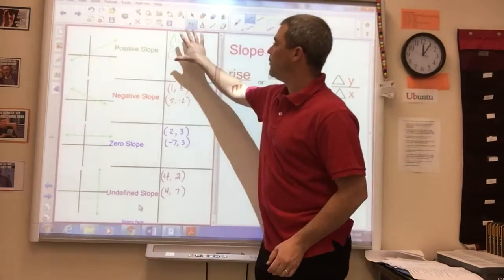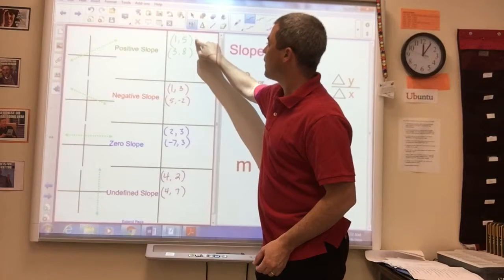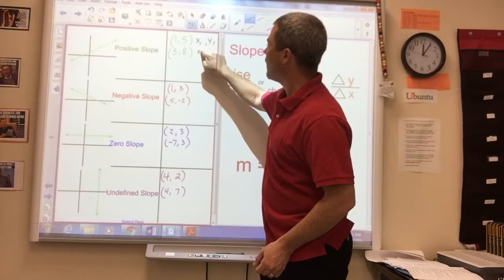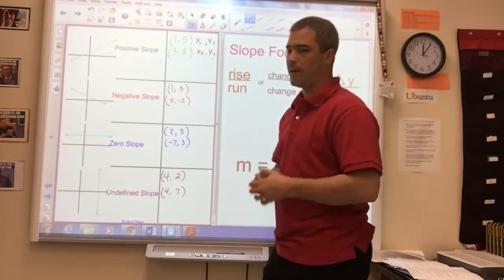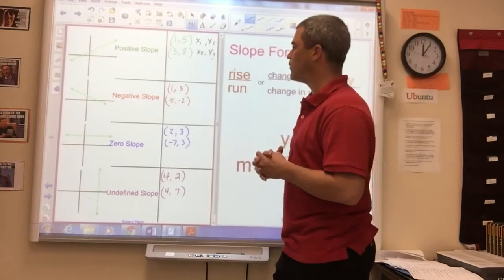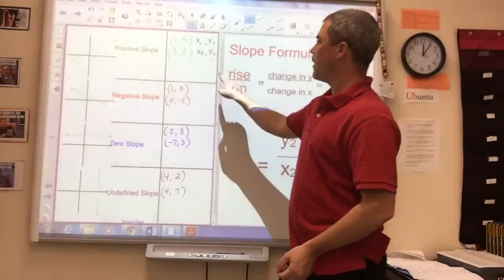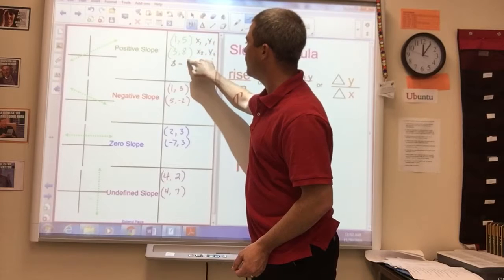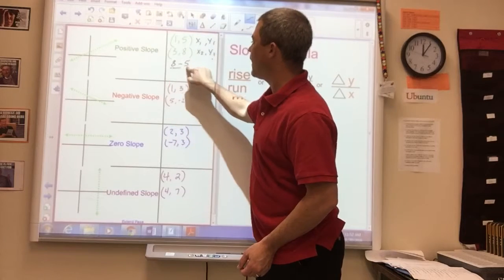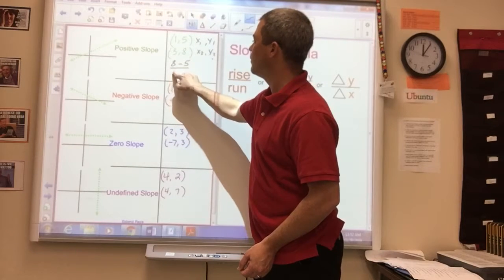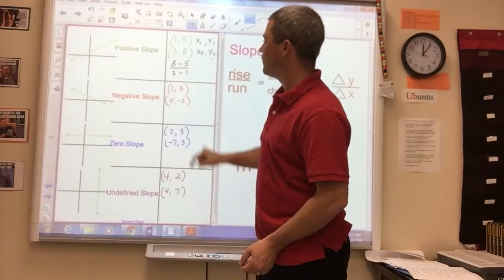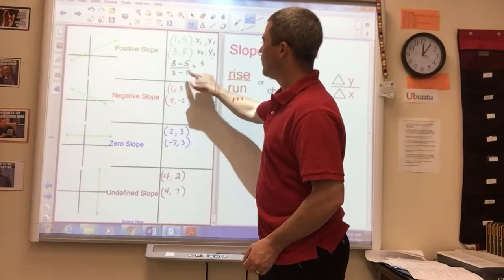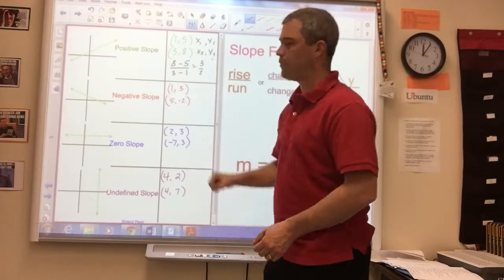So, taking these points, it's my first x and y, followed by my second x and y. One way that you could solve this using the formula is y2 minus y1 divided by x2 minus x1. So 8 minus 5 is 3. 3 minus 1 is 2.